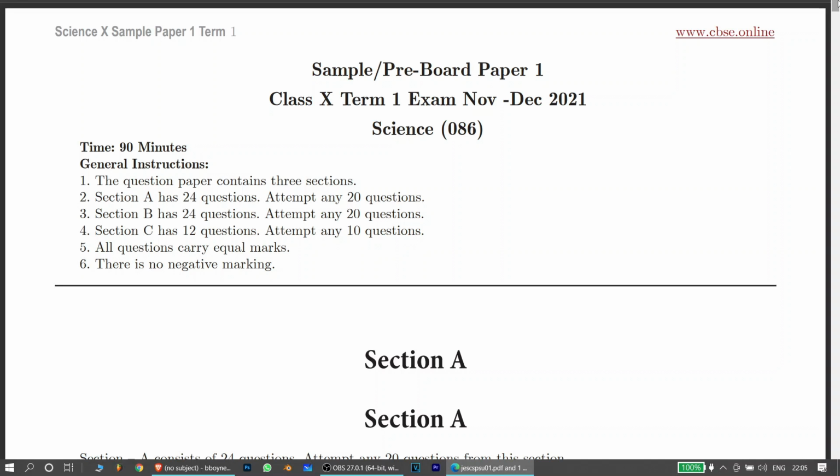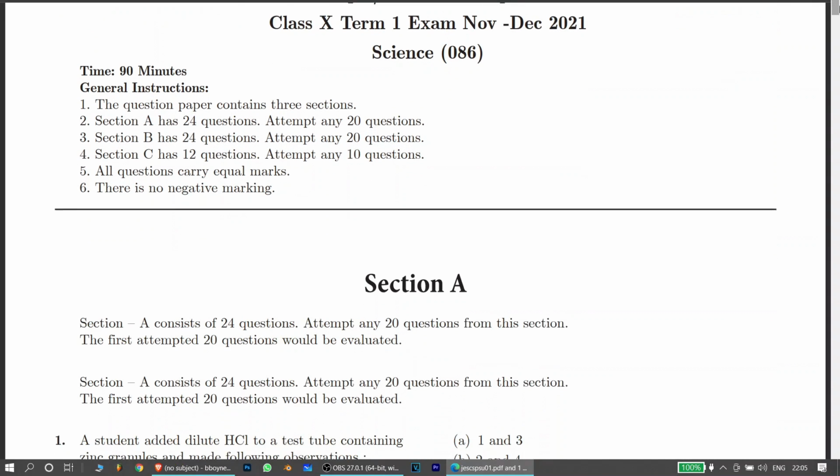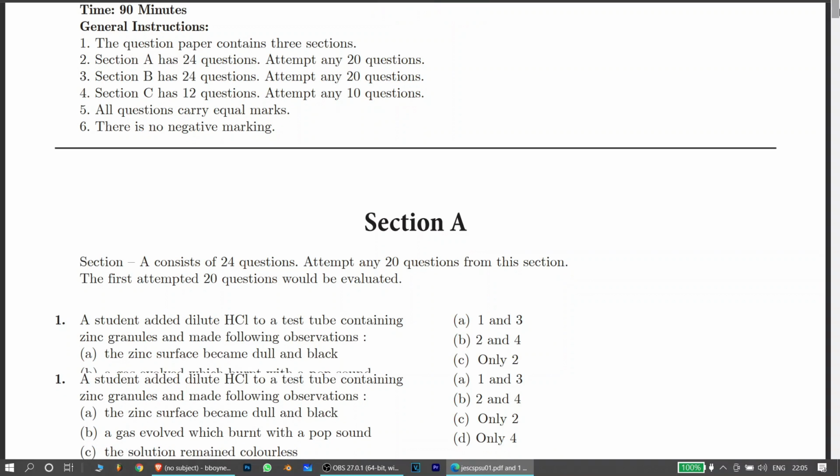Now we are starting with the first sample paper over here. First the instructions are like this. Section A, B and C, you're going to have 3 sections. Each of sections A and B is going to have 24 questions and C section is going to have 12 questions. Out of section A and B, you are going to attempt 20 in each. And in section C, you are going to attempt 10 questions. Now, all the questions are of equal marks. So as of now, each question will be of 0.8 marks and there is no negative marking for a wrong answer. Now let us begin with section A, question number 1.